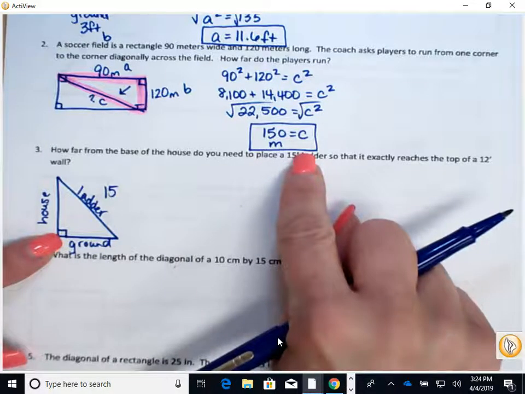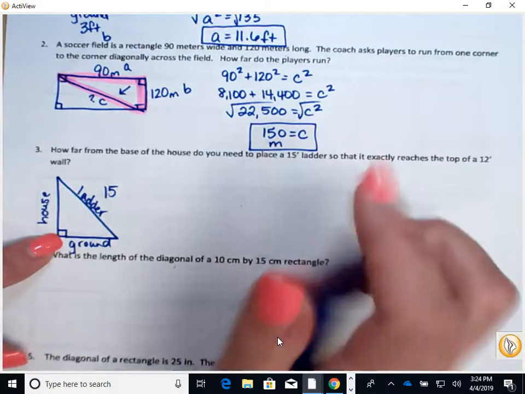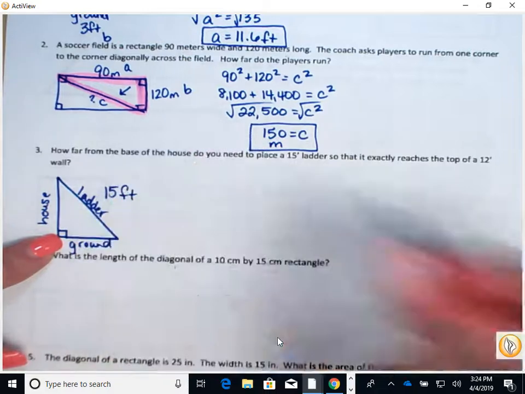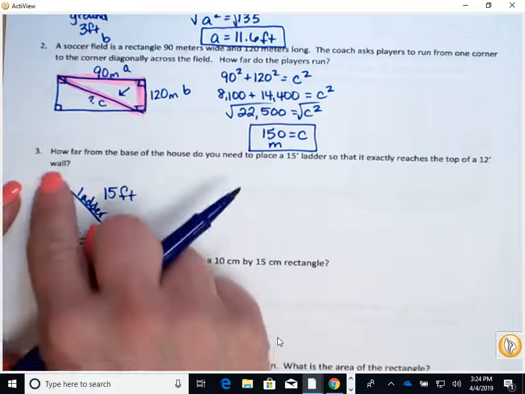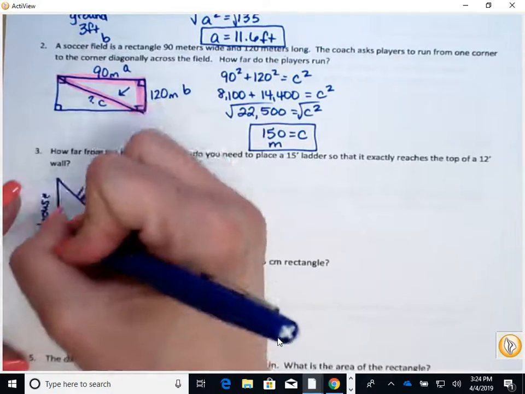That stands for 15 feet. Sorry. How far from the base of the house do you need to place a 15-foot ladder so that it exactly reaches the top of the 12-foot wall? So the 12-foot wall of my house, so we know this is 12 feet.